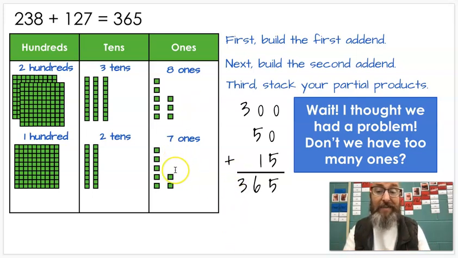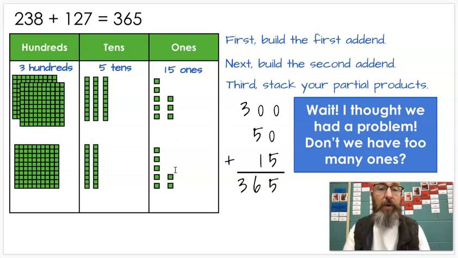And you said, I said 15. I sort of did. I totally did. But it doesn't all go in the ones place because it's 2 digits, and you can't have 2 digits in ones place, in any one place. So if I take those and I combine them, I have 3 hundreds, 5 tens, 15 ones.